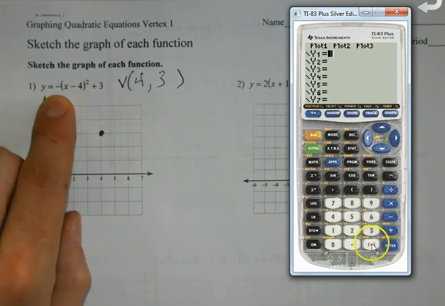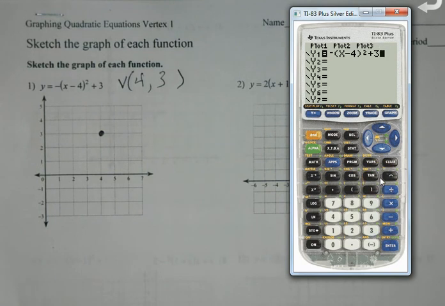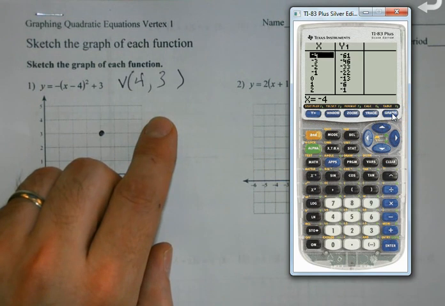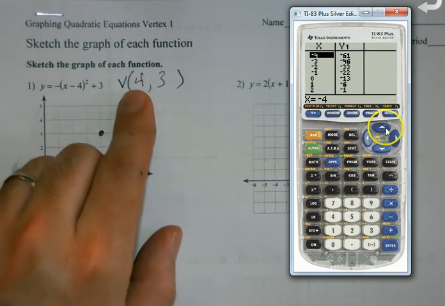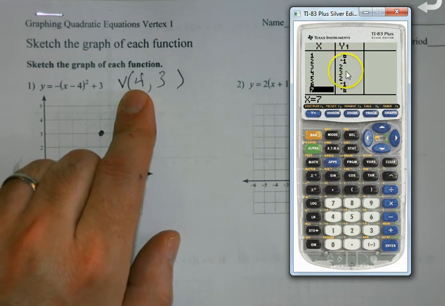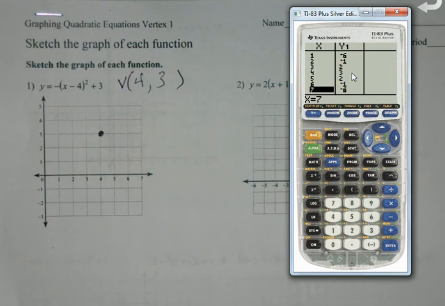So once I have my vertex, I'm going to clear this out. I'm just going to type what I see. Negative x minus 4 squared plus 3. Calculator's still going to do all my work. And again, to get my table up, I just hit second and graph. And then just make sure that my vertex number is in the middle of my picture, because then I see the symmetry with 2 and 2, with -1 and -1, and with -6 and -6.